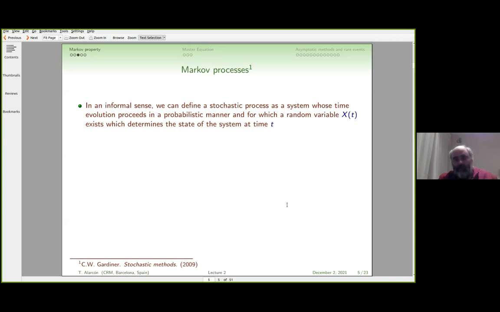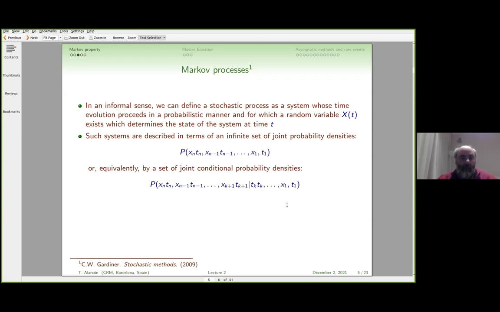Just for the notation to be slightly easier to deal with and understand, I'm going to do everything in one dimension. But it's all okay in arbitrary dimension. So these probabilistic systems are in principle described by an infinite set of joint densities, like this one. I'm using here a weird notation that is inherited from the books that I told you the other day. So this is a function of xn, xn minus one, x1, et cetera.